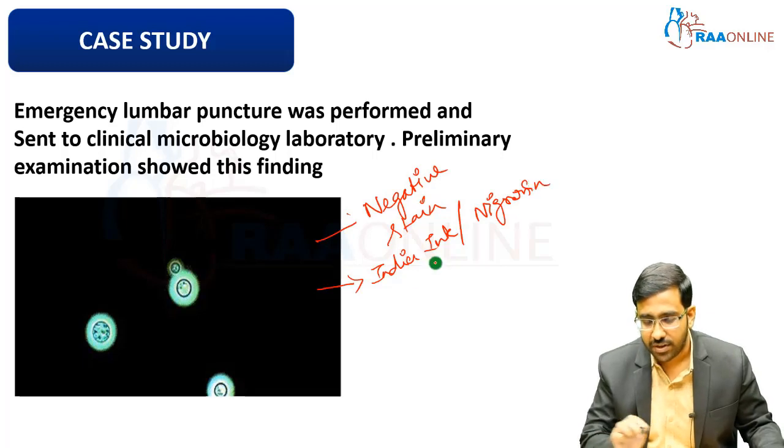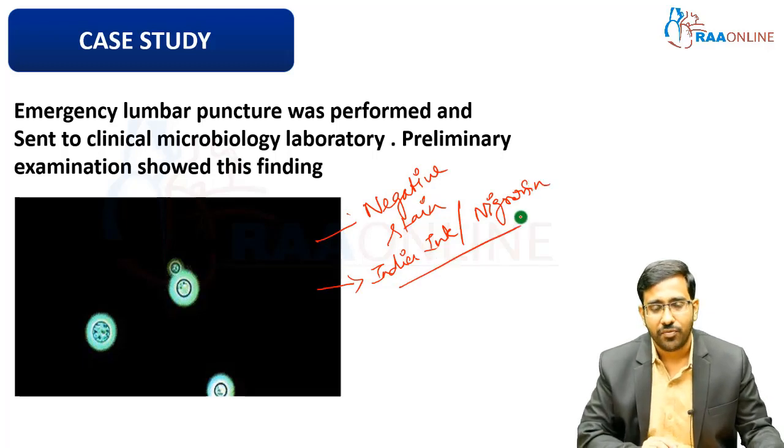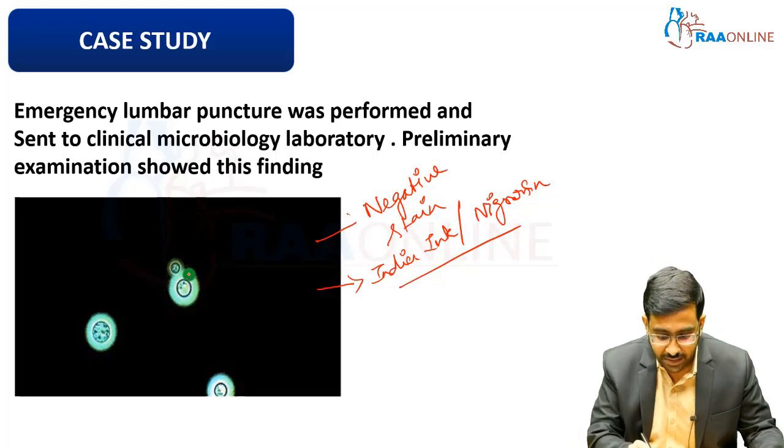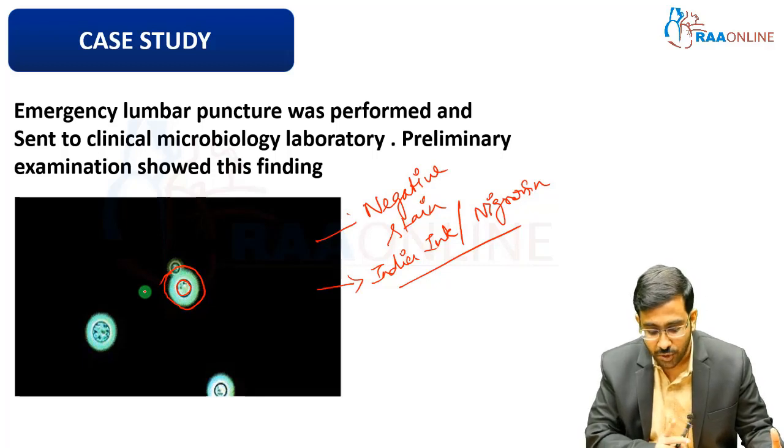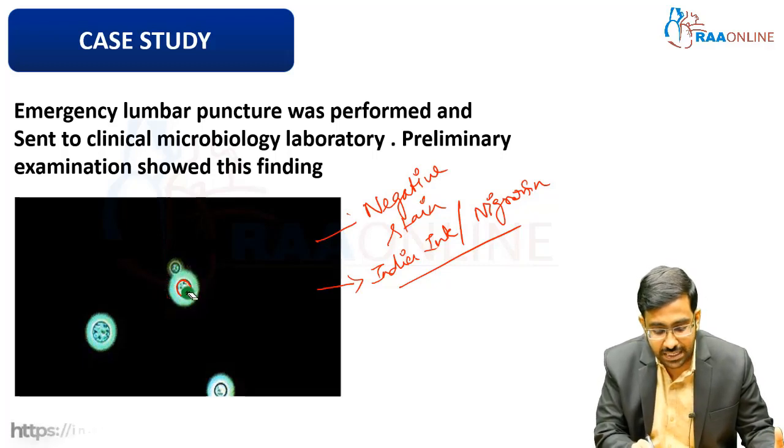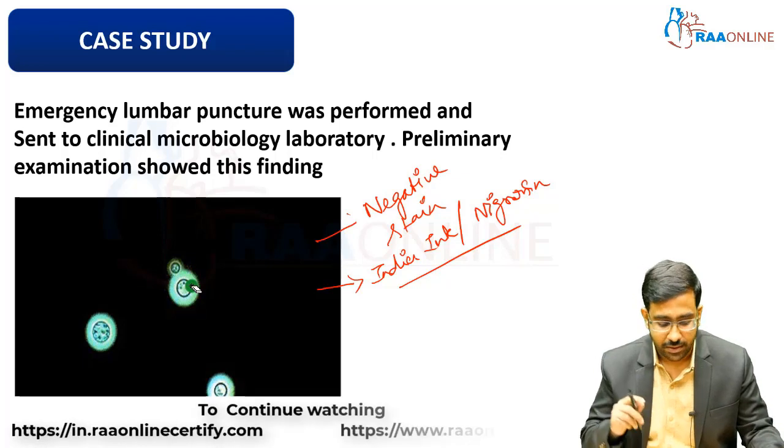So these are examples of the negative staining method. Here we are going to use this particular staining for demonstrating the capsule which is present around the organism. Here you are able to see the yeast, and there is a clearance or halo around the yeast. This is depicted in the picture. The patient has this capsulated yeast in their CSF specimen.